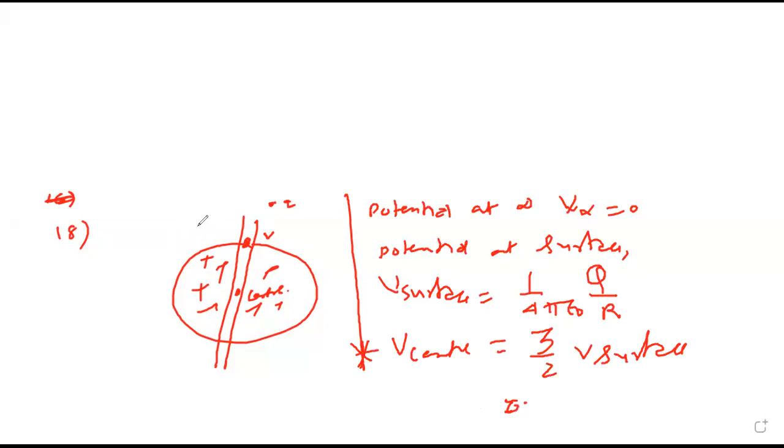They are telling speed at the surface is v, and at center we want. So center ko main v naught maan leta. So when it comes inward, that means there is some gain in potential, gain in velocity.